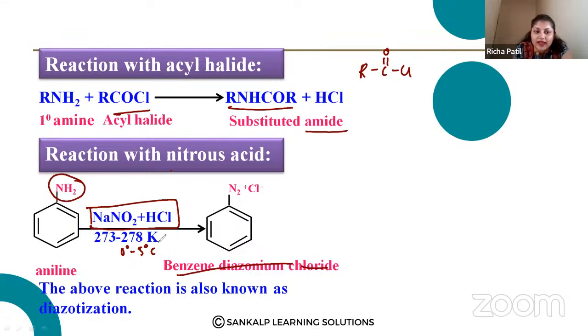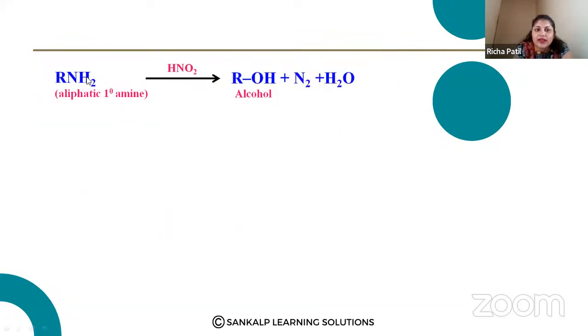So when you are treating your aniline with sodium nitrite plus HCl at a cold condition of 0 to 5 degrees Celsius, you yield benzene diazonium chloride. This reaction is known as diazotization. So next, primary amine, if you treat it with nitrous acid, you yield alcohol plus N2 plus H2O. So these are some of the chemical properties of amine.